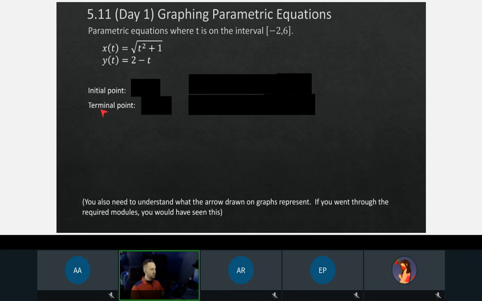How do I do this? How do I find the initial point? How do I find the initial points? No one knows.